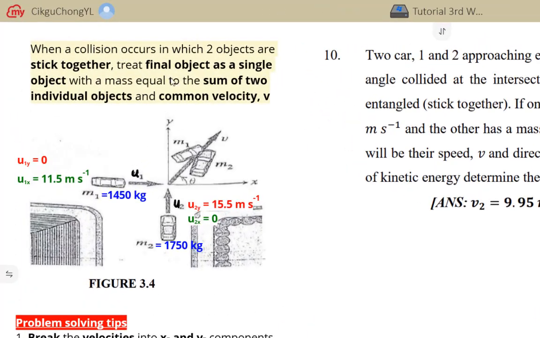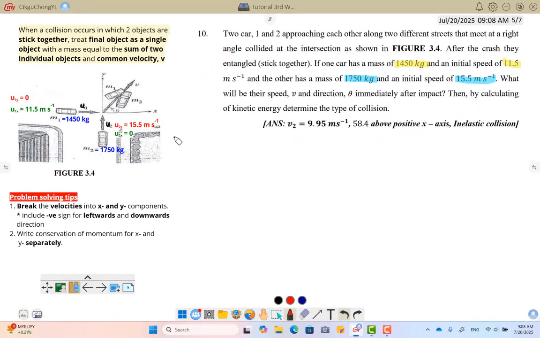When a collision occurs in which two objects stick together, we treat the final object as a single object with a mass equal to the sum of the two individual masses, and they are going to move with a common velocity v. So obviously this is a 2D collision, which involves motion in the x direction and also the y direction.